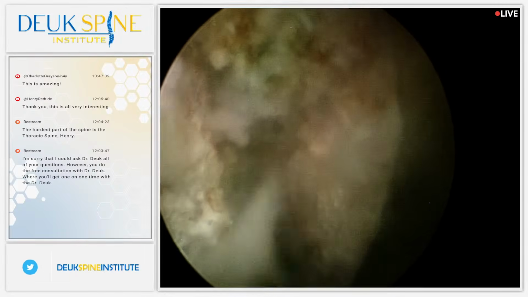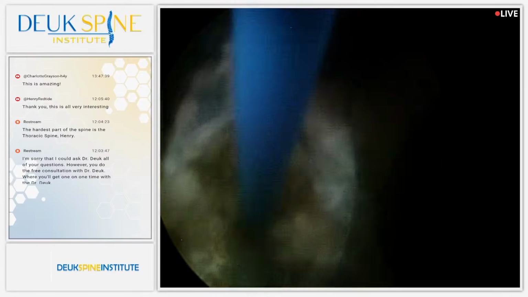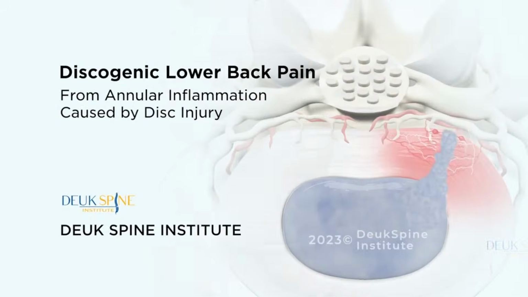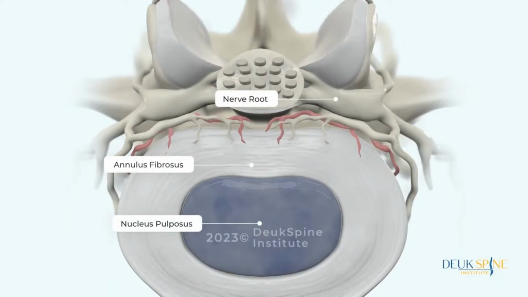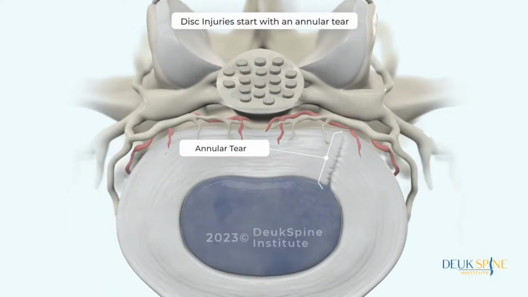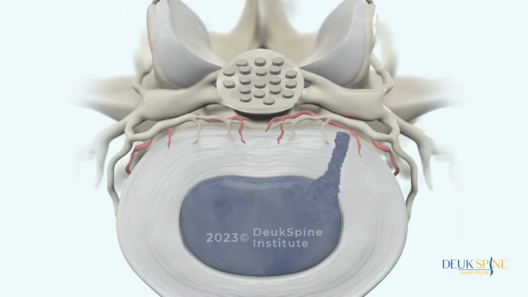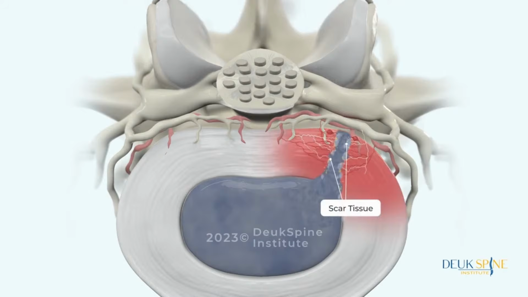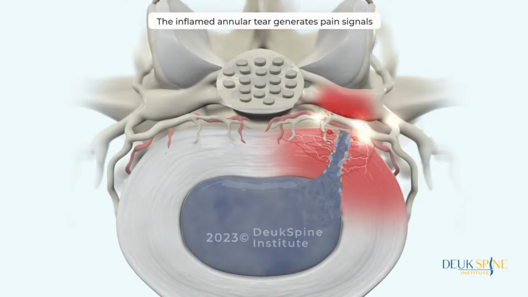All right, Anthony, let's show the audience how it is that disc injuries cause back pain. Disc injuries start with an annular tear, damaged nucleus. Pulposus herniates into the annular tear. The herniation triggers an inflammatory response within the annular tear. The inflamed annular tear generates pain signals.